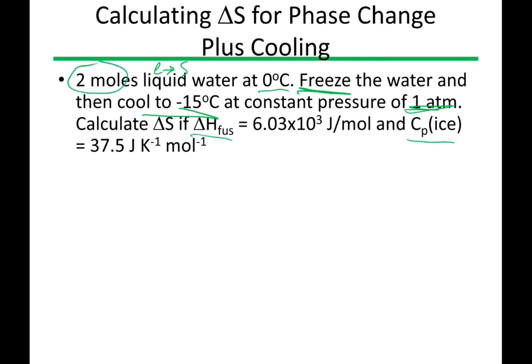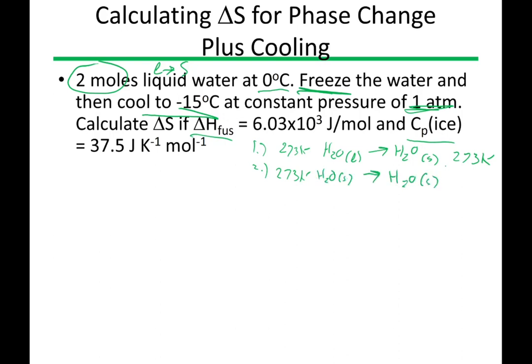When we're doing these types of phase change problems, you can see that we actually have more than one circumstance. First we're going from liquid water to solid water at constant T. And then next we're going from solid water at 0 degrees Celsius to solid water at 15 degrees lower than that. Since entropy is a state function, to find the delta S for this process, we can just add together the delta S for the 2 individual processes.